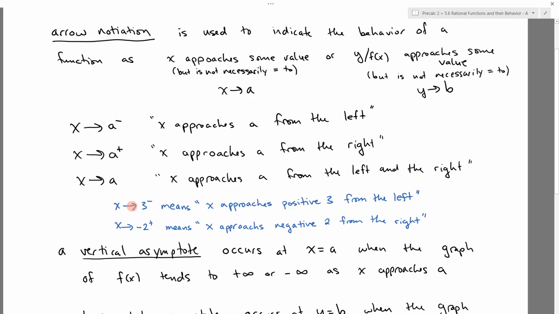So if we write something like this, what it means is that x is approaching positive 3 from the left. And if we write it like this, it means x is approaching negative 2 from the right.